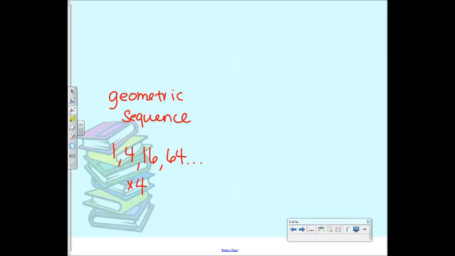So arithmetic means it's going up by addition or subtraction. All right, so up or down by addition or subtraction. Geometric sequence means it's either multiplication or division.